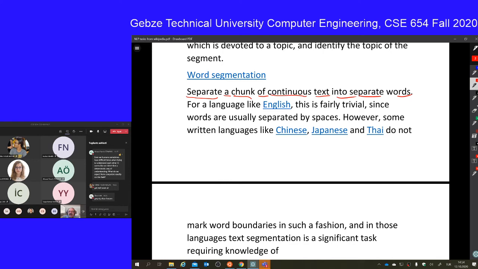Why? Because in English, words are separated, or in Turkish, words are separated by a space. Okay? But for some languages, such as Chinese or Japanese or Thai, they don't use space to mark the beginning and endings of the words. So there is no space in those languages. So how do they do this segmentation? How do they separate it? It's a problem for those languages. So you have to come up with an algorithm to make the segmentation.